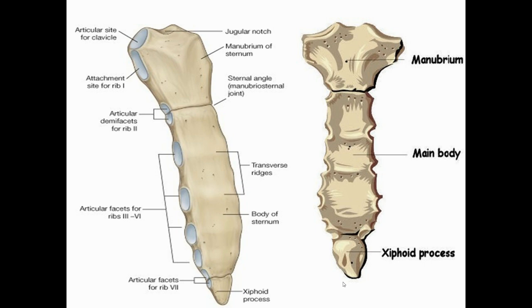We can see here in this picture the sternum. This is the bone that lies in the midline of the thoracic cage, and there are the parts, that is the manubrium, main body, and the xiphoid process.